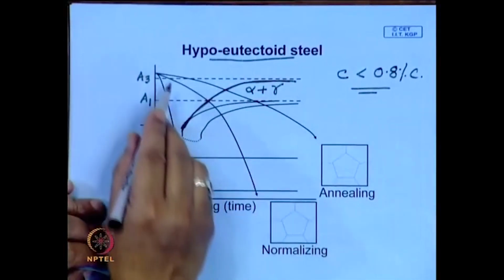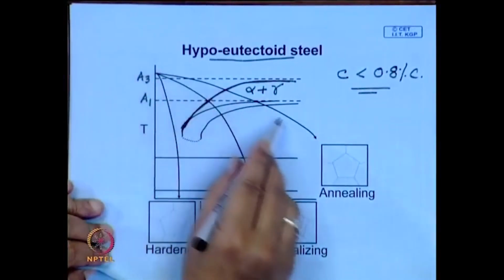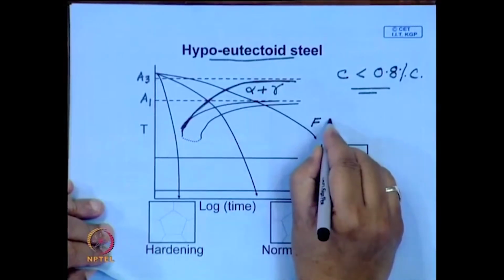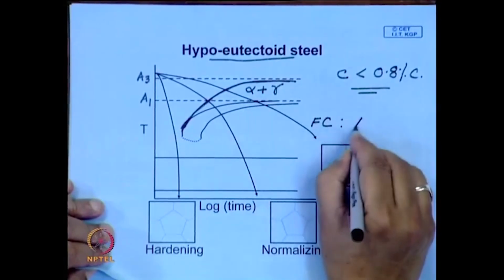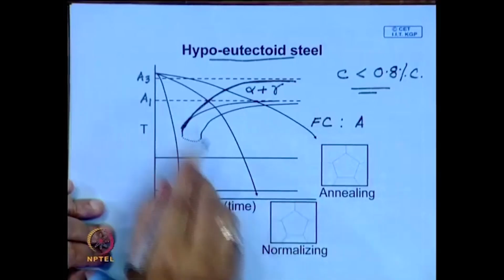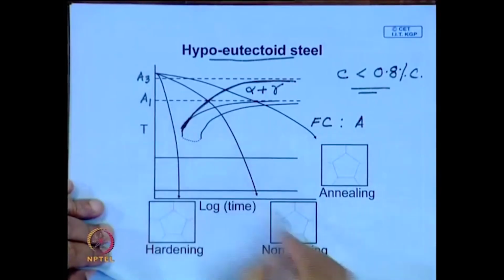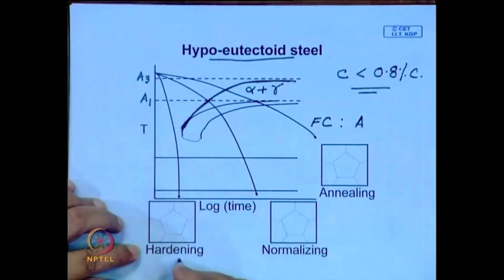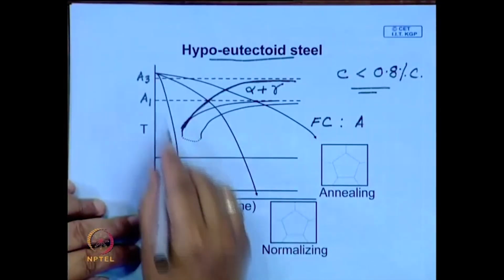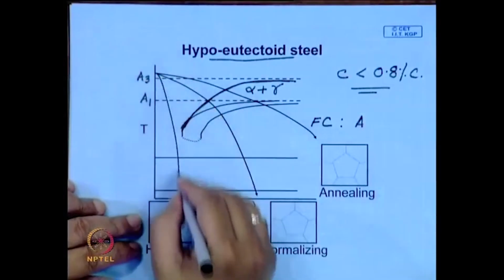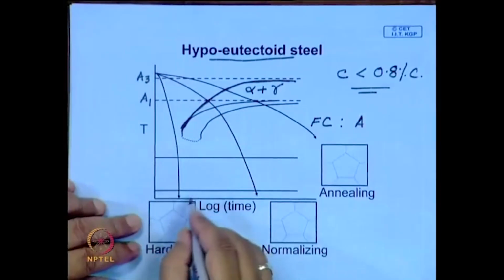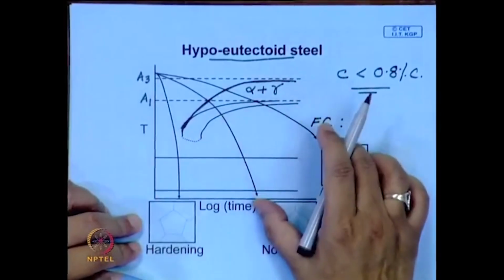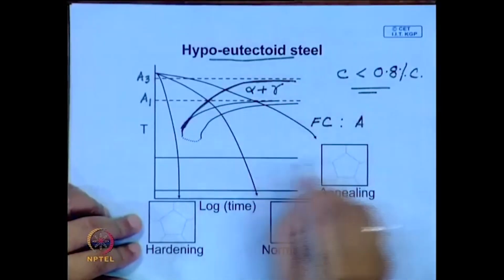And here also, if you cool very slowly, this is furnace cooling, so this is annealing. Air cooling is normalizing, and if you quench in water, then it is hardening. Now, this structure will be very similar to what we talked about. There may be a little difference in the microstructure in these two cases.